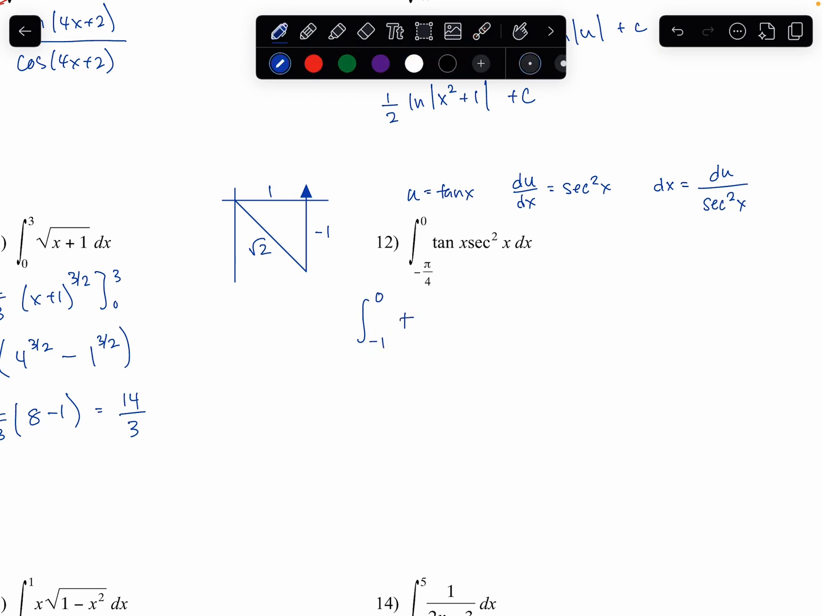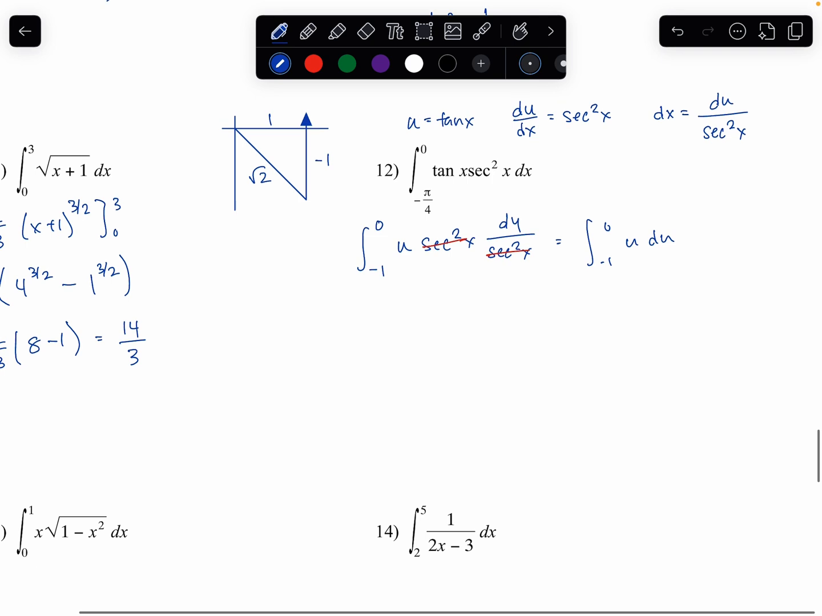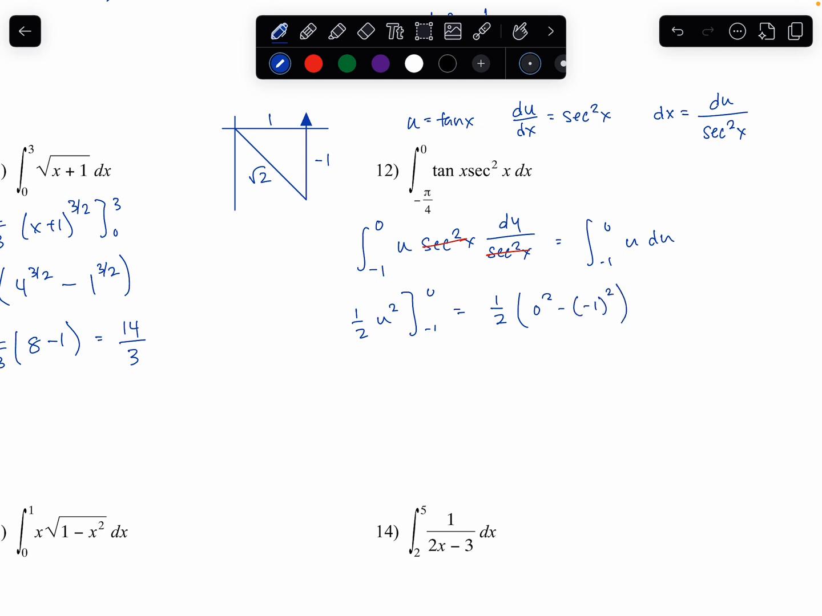And then I have u, secant squared of x, and then du over secant squared of x. So those will cancel. Integral from -1 to 0 of u du. And the antiderivative of u would be 1/2 u squared. And from -1 to 0, it's going to be 1/2 times 0 squared minus (-1) squared. And that's going to be equal to 1/2 times -1, so -1/2.